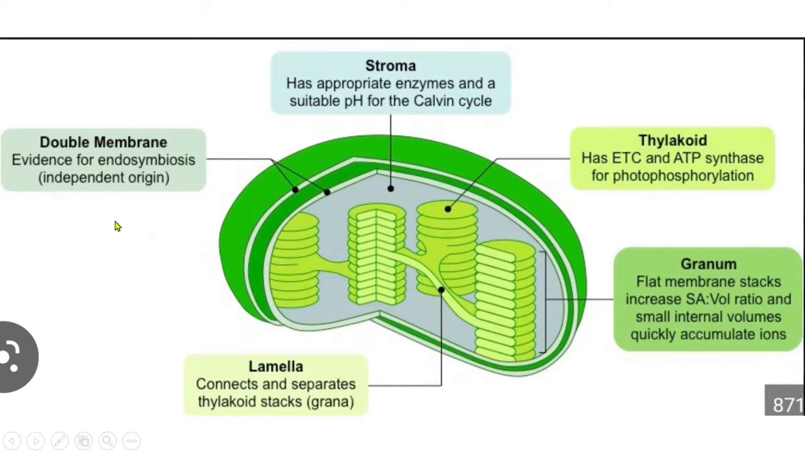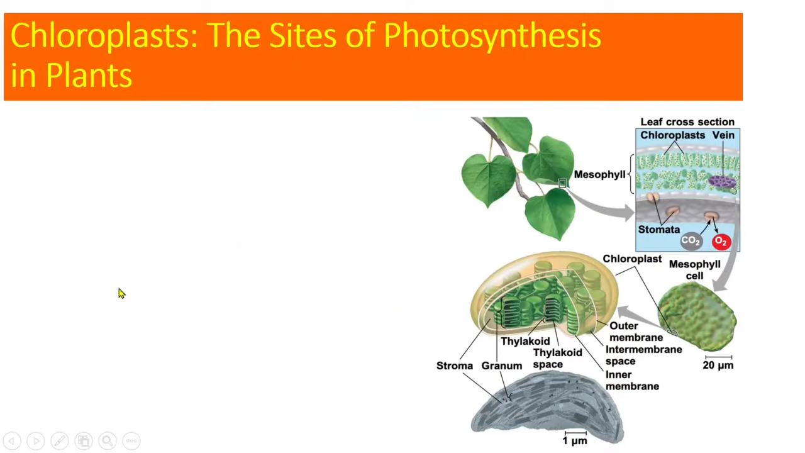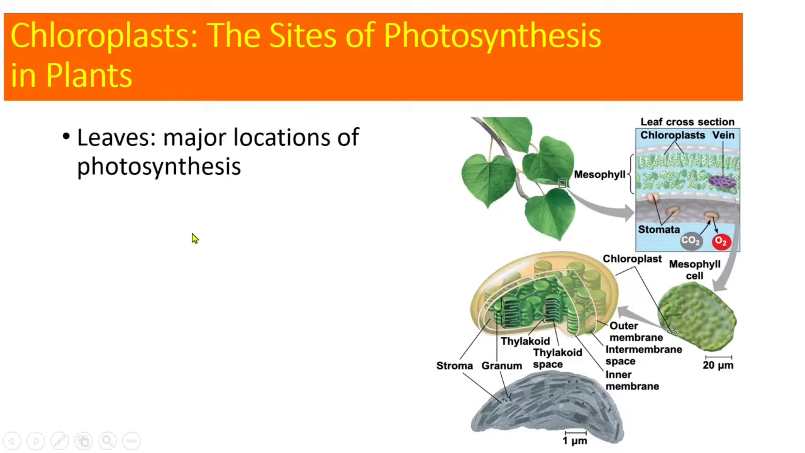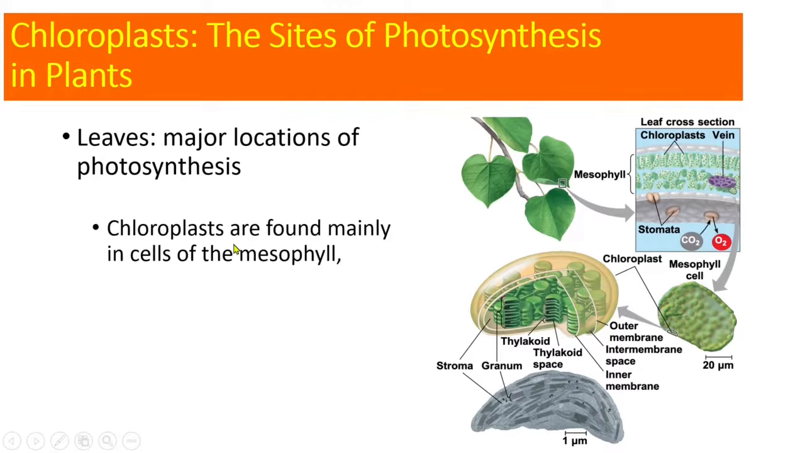Now, the double membrane is evidence for the endosymbiotic theory, which we discussed when you were in grade 9. Now, the chloroplast is the site of photosynthesis in plants, so let's look at some of the important details, first of which is that the leaves are the major location of photosynthesis. This is where most of the photosynthesis and most of the chloroplasts are found, particularly inside cells called mesophyll, which make up most of the inner parts of the leaf cross-section, as you can see over here.